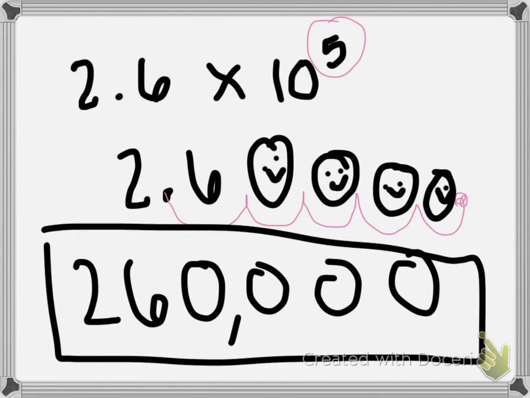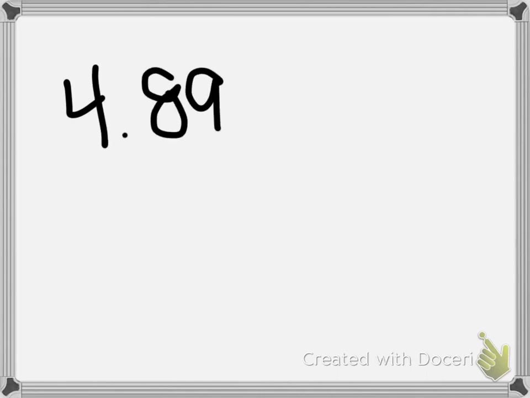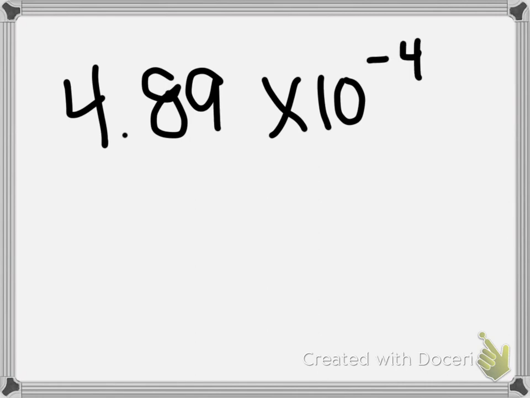Okay, let's do another one. This time, let's do 4.89 times 10 to the -4th power. Okay, so this time's a little bit different. It's negative, which tells us that, kind of like on the number line, your negative numbers are on the left. We are going to be moving to the left.